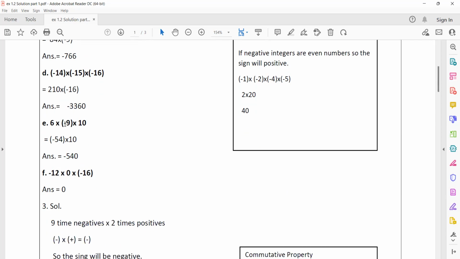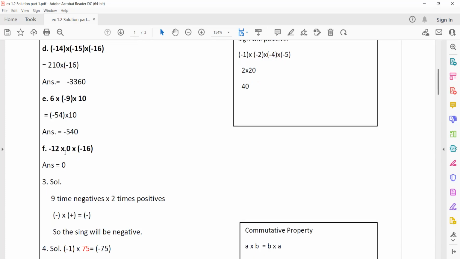Now I solved part E, which says 6 into minus 9 into 0. My dear students, always remember that whatever the variable is, once the product includes 0, the answer will always be 0.